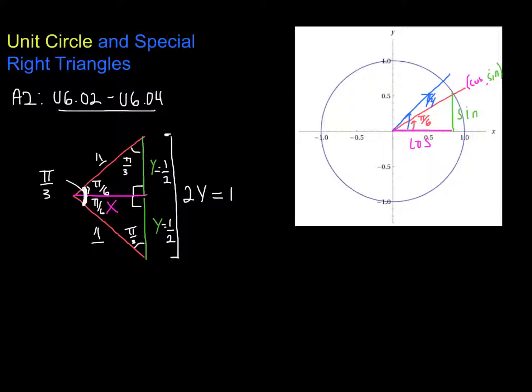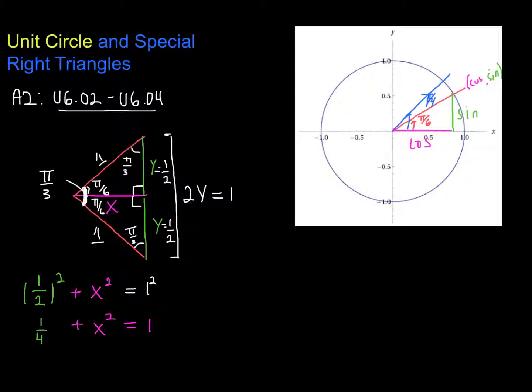And so I'll label this appropriately. Y is 1/2. I'm squaring it, then I'm adding the value of x squared, and that's got to equal 1 squared, which is of course 1. 1/2 squared is 1/4 plus x squared equals 1.